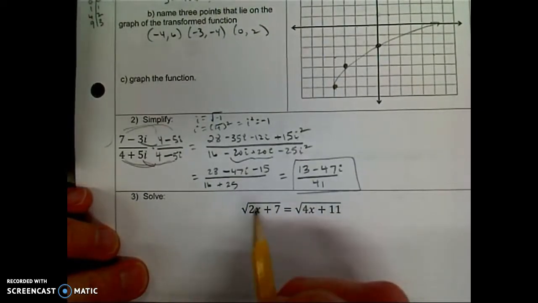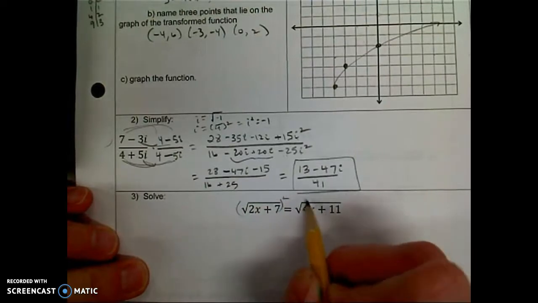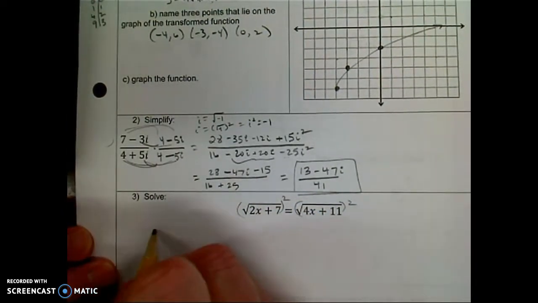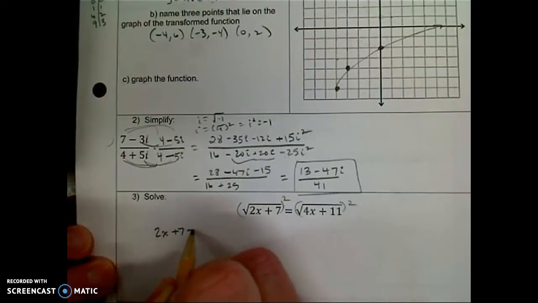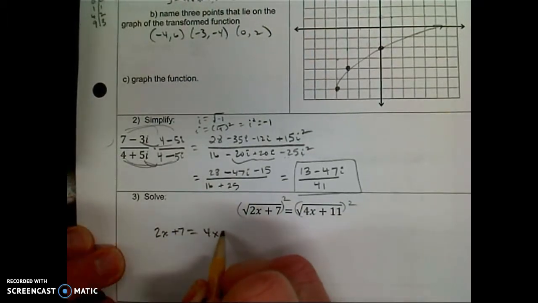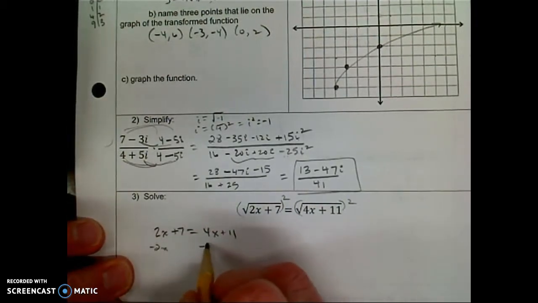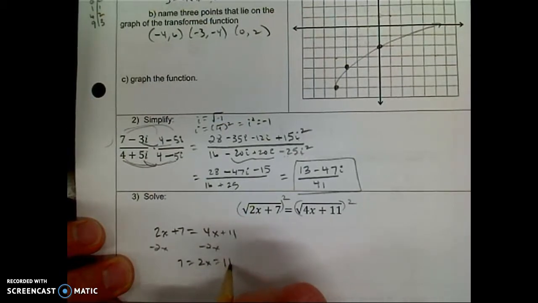Solving radical equations. Well, we can square both sides here. Make sure you show that that's what you did. I square a square root, I get just the radicand. So 2x plus 7 equals 4x plus 11. Now, a pretty straightforward equation. Variables on both sides, right? So 7 equals 2x plus 11.